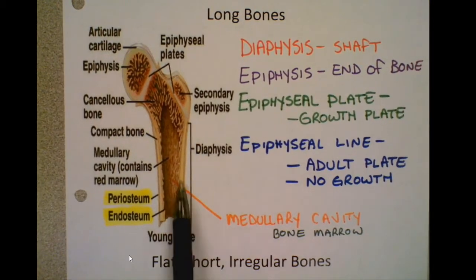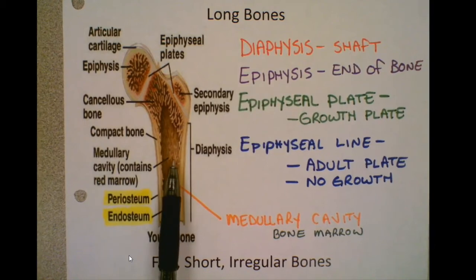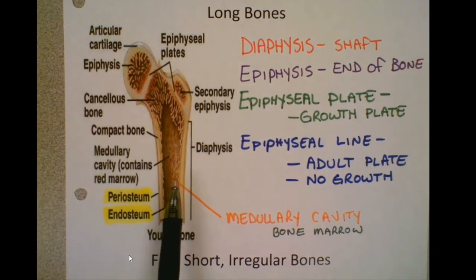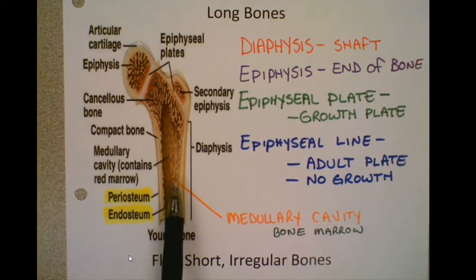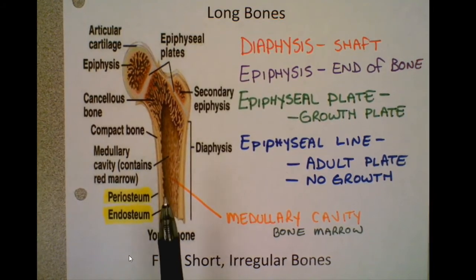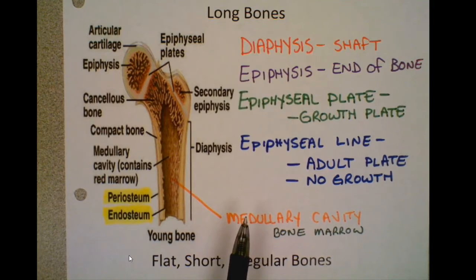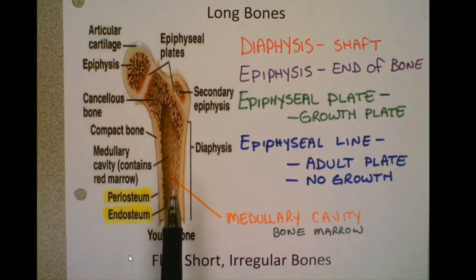Now, if we look at the diaphysis itself, the diaphysis is going to appear to be hollow. It's actually not hollow. It's filled with yellow bone marrow in a living bone. So it is not hollow. But it does have this cavity that contains all that bone marrow called the medullary cavity. And the medullary cavity runs the entire length of the diaphysis.